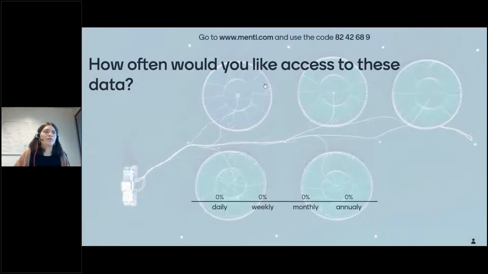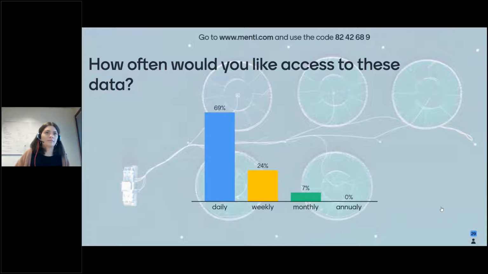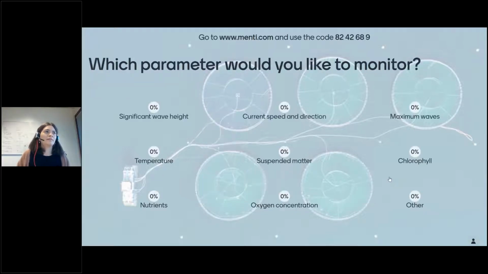Next, we would like to know how often you would like to access these data? And last, we would like to know what parameters you would like to monitor. We include some hydrodynamic parameters like significant wave height or current speed and direction, but also water quality parameters like suspended matter, chlorophyll, oxygen concentrations.